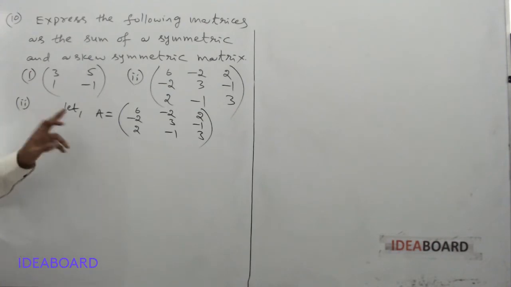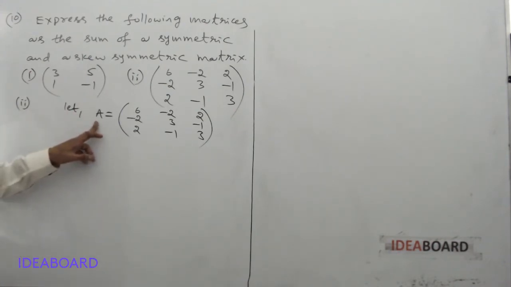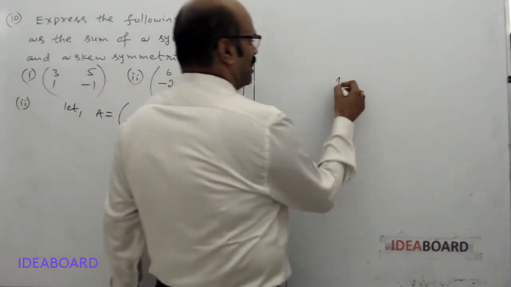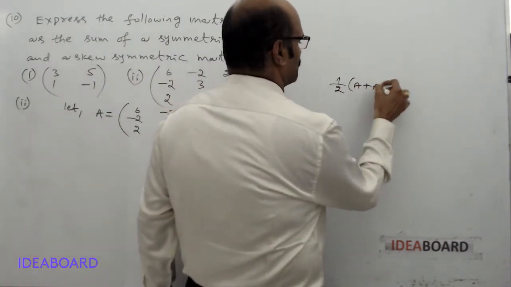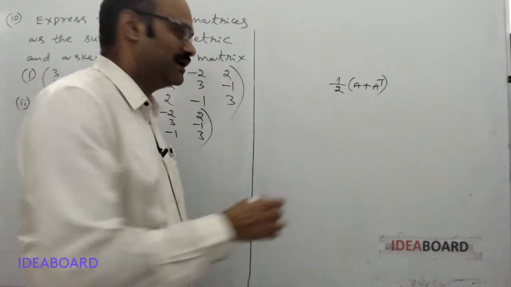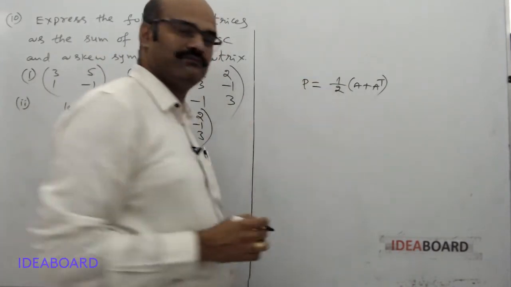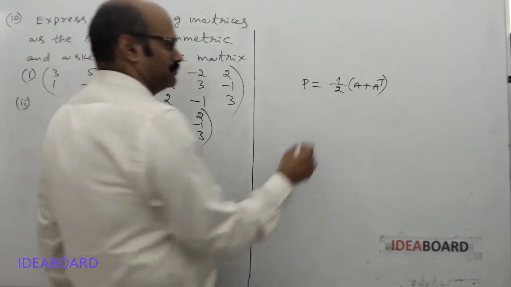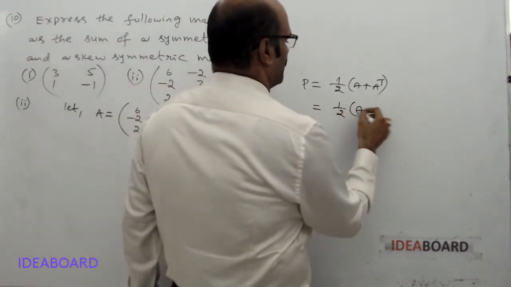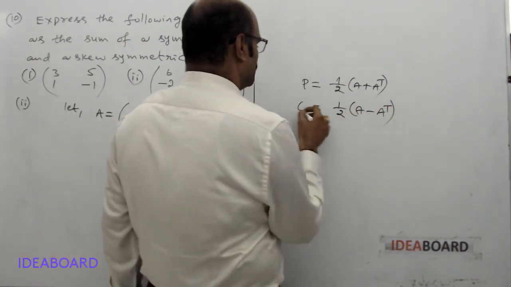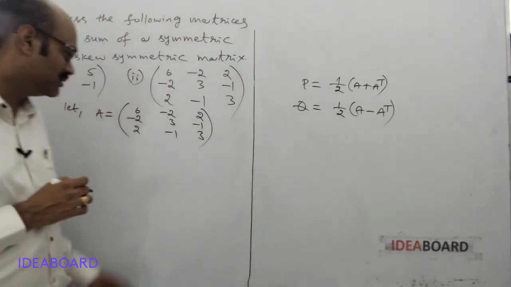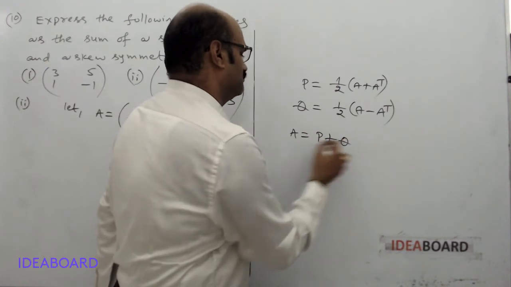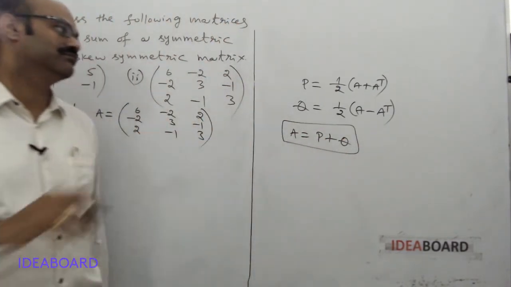We know that the symmetric part is always equal to half into A plus A transpose. Let me take this equal to P. The skew symmetric part is equal to half into A minus A transpose, which is equal to Q. Now we should write it as A equal to P plus Q.